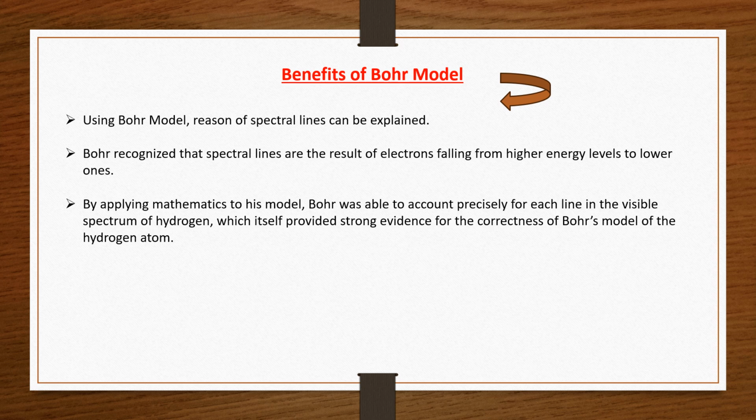Benefits of Bohr model. Using the Bohr model, the reason for spectral lines can be explained. Bohr recognized that spectral lines are the result of electrons falling from higher energy levels to lower ones. By applying mathematics to his model, Bohr was able to account precisely for each line in the visible spectrum of hydrogen, which itself provided strong evidence for the correctness of Bohr's model of the hydrogen atom.